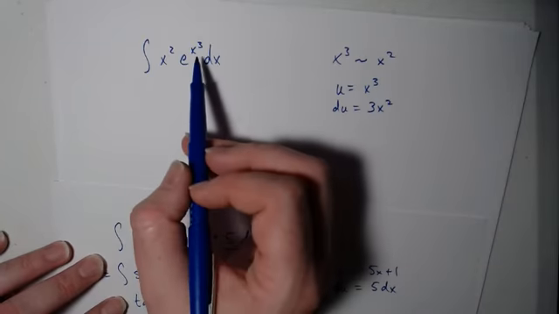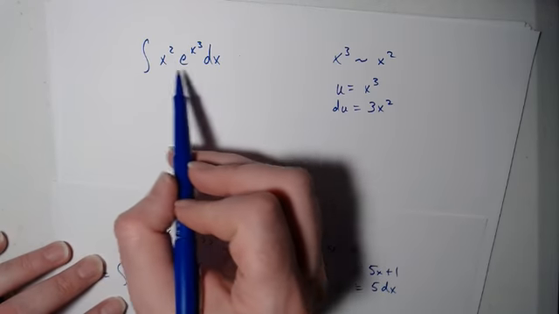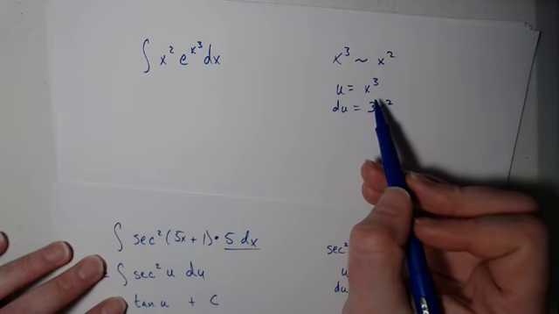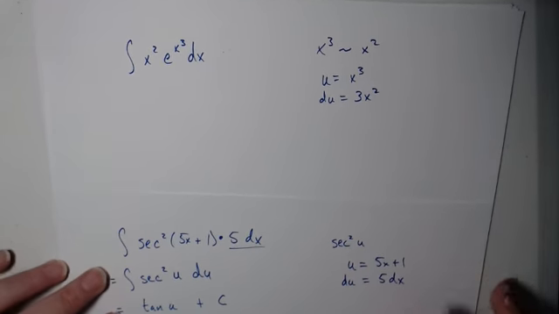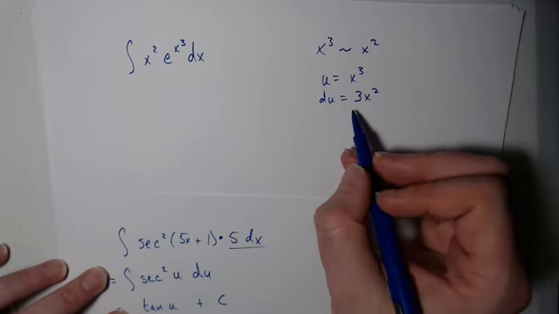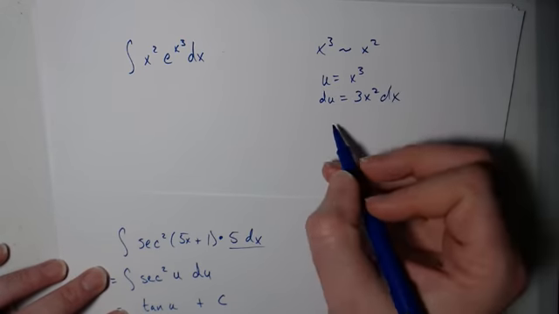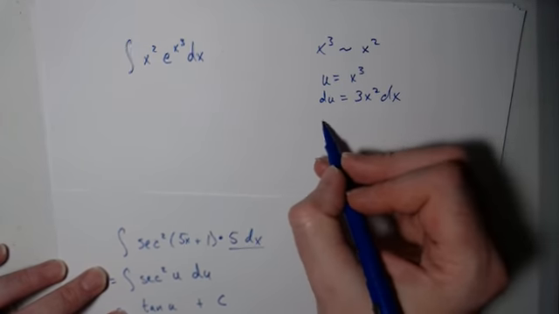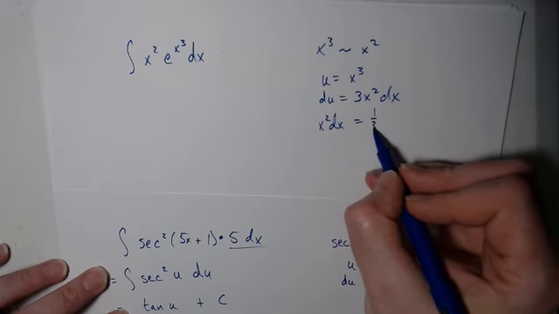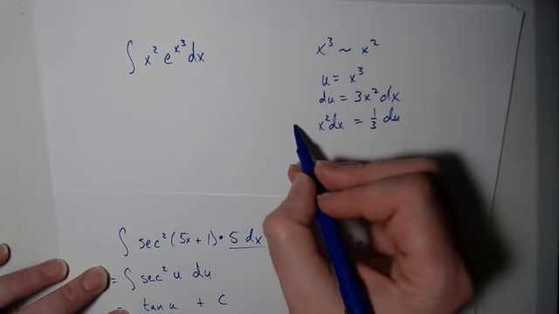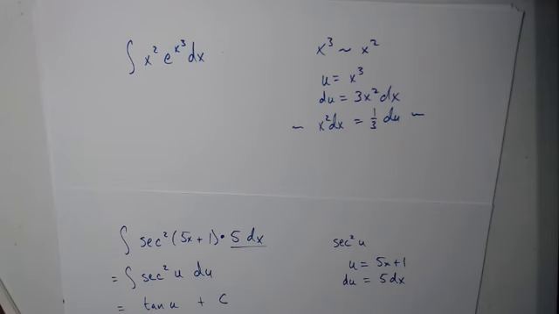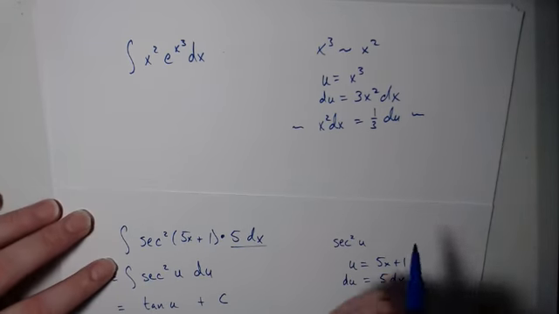So noticing that this x squared would be part of my du if I let u equal x cubed was kind of the key to knowing which substitution to make. So u is x cubed, du is 3x squared dx. So x squared dx is what I have there, and that's equal to 1/3 du. This last step here, this is optional. It's helpful when you're first doing it, but once you get the hang of it, you may not write that every time, and it's just fine.